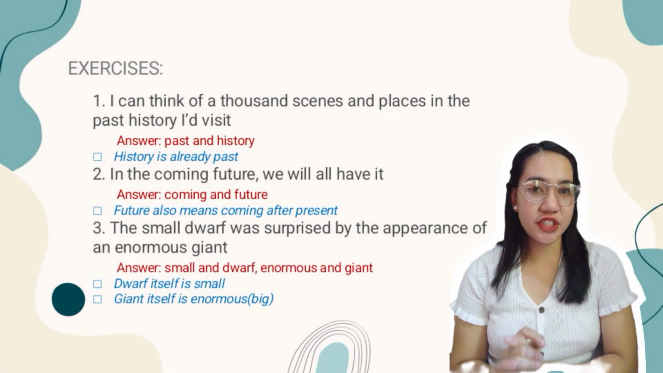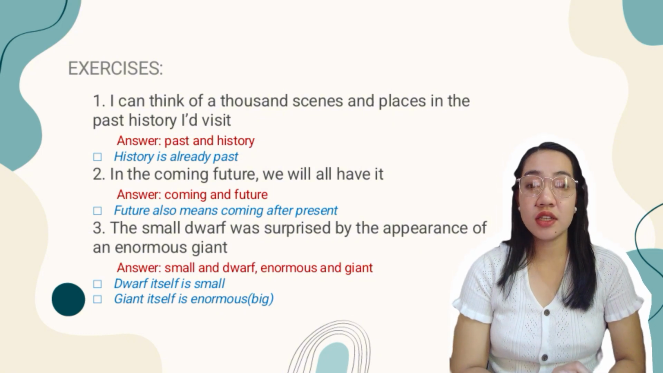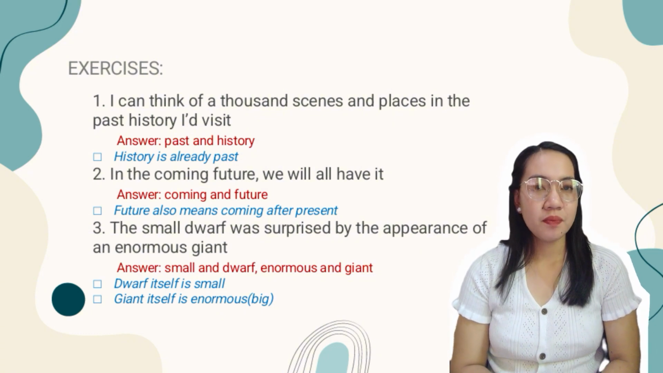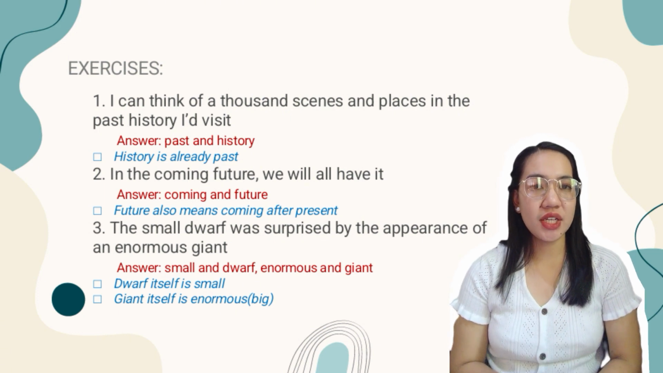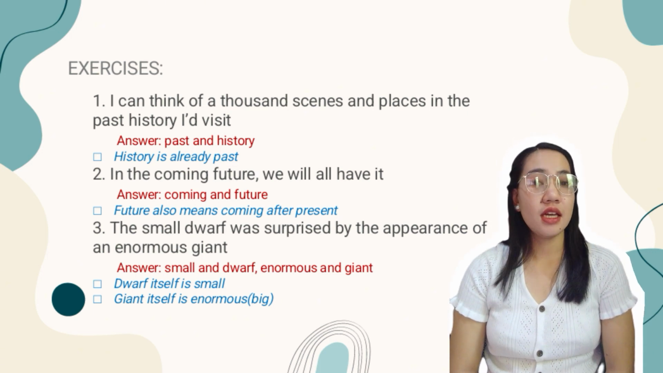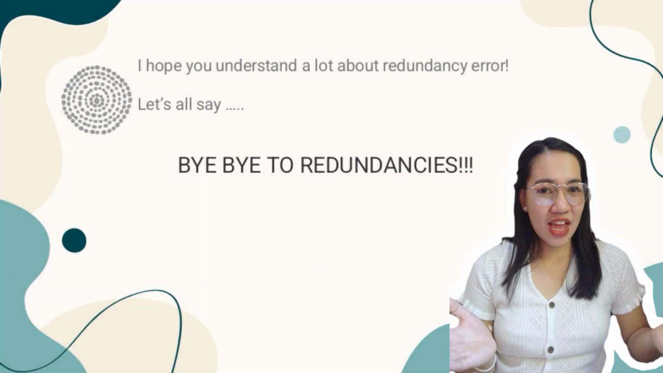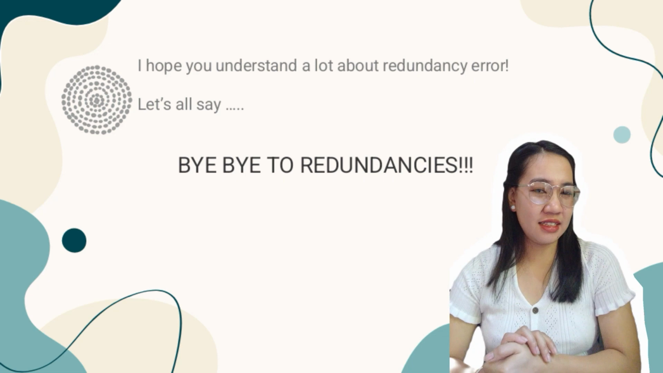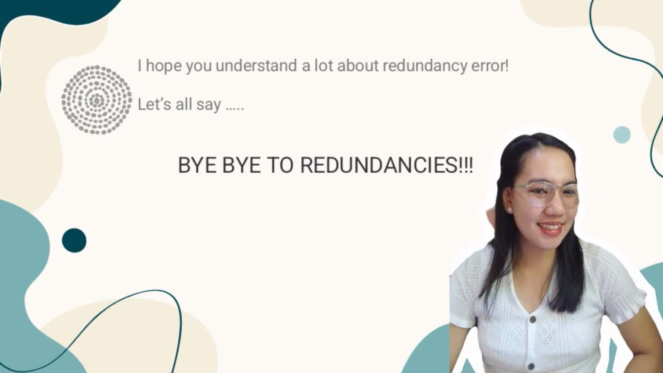And lastly, in number three: the small dwarf was surprised by the appearance of an enormous giant. The answer is small dwarf, enormous, and giant because dwarf itself is small and giant itself is enormous or big. And that is it, guys. I hope you learned a lot and let's all say bye bye to redundancies.